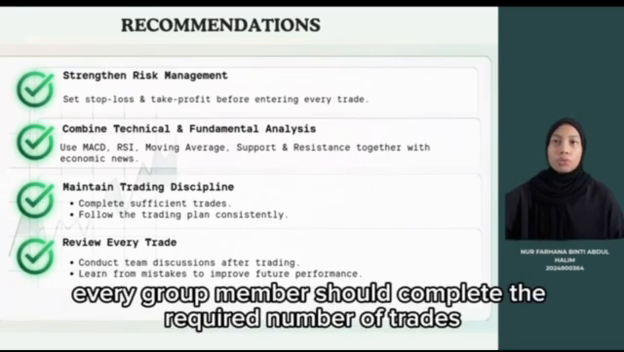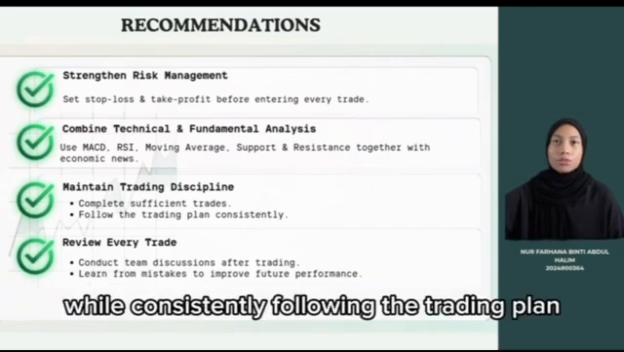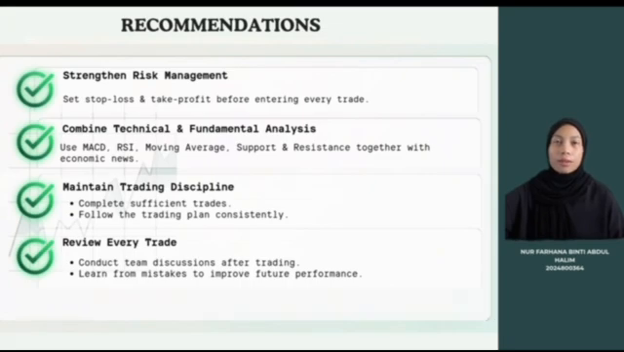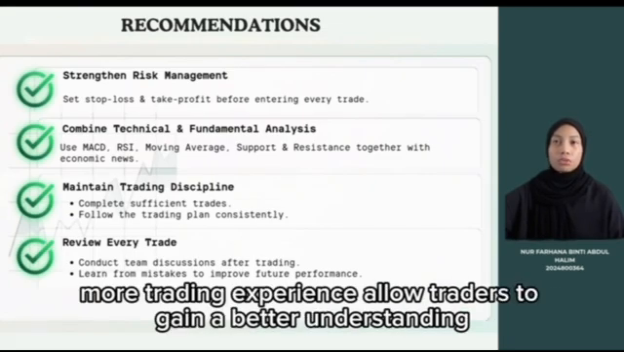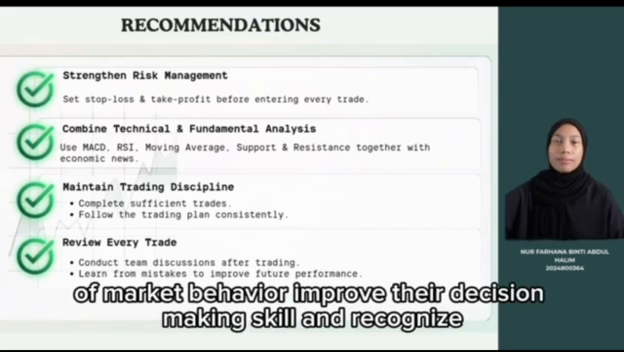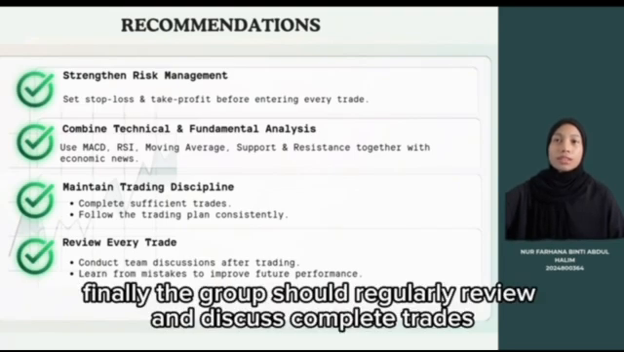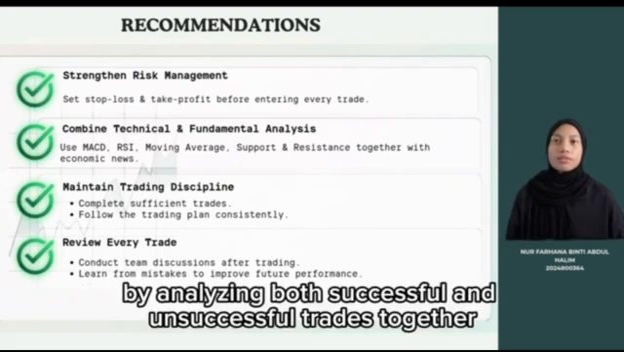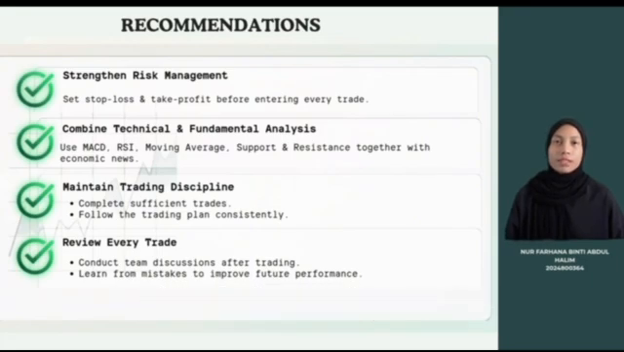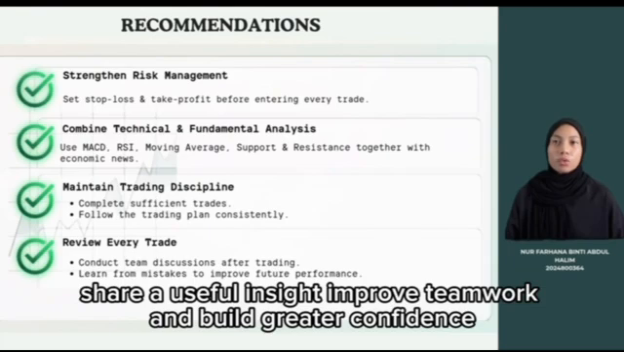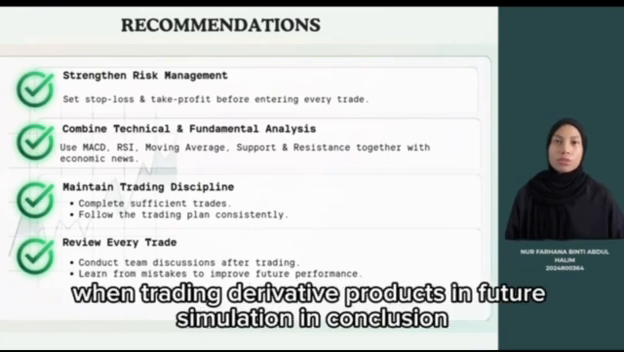Every group member should complete the required number of trades while consistently following the trading plan. More trading experience allows traders to gain a better understanding of market behavior, improve their decision-making skill, and recognize more trading opportunities. Finally, the group should regularly review and discuss completed trades. By analyzing both successful and unsuccessful trades together, members can identify mistakes, share useful insight, improve teamwork, and build greater confidence when trading derivative products in future simulations.